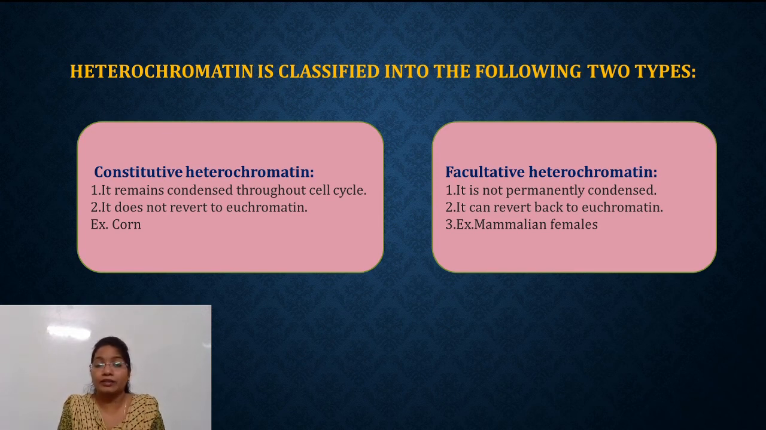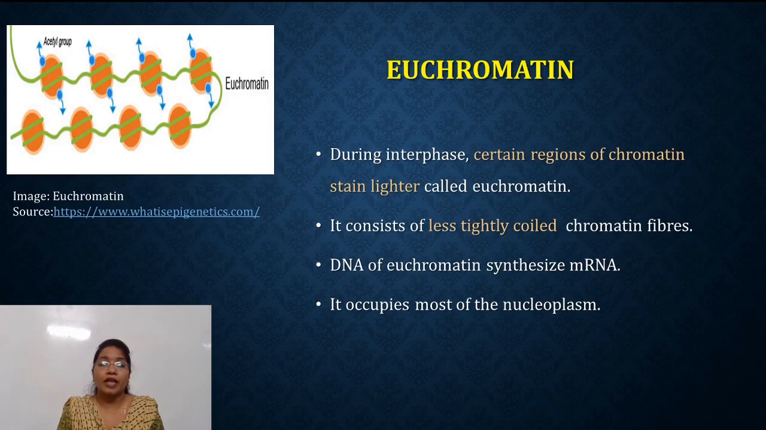Whereas the facultative heterochromatin is not permanently condensed because it can revert back to the euchromatin structure, and it is present in mammalian females. So the basic difference is constitutive heterochromatin does not revert to euchromatin, but facultative heterochromatin can revert back to euchromatin.